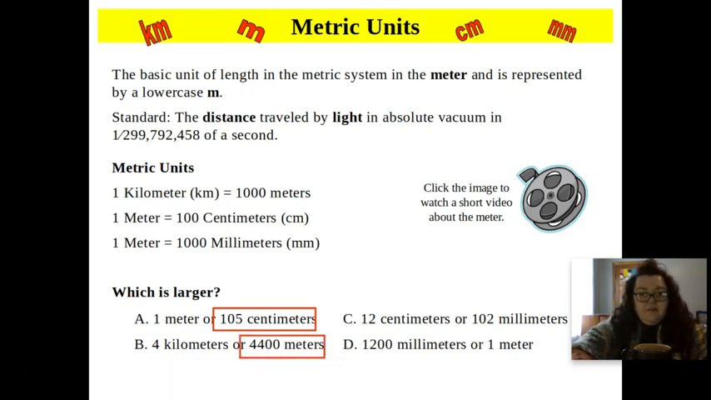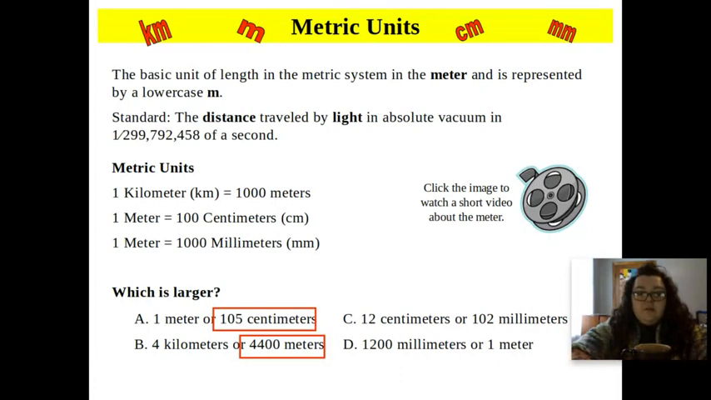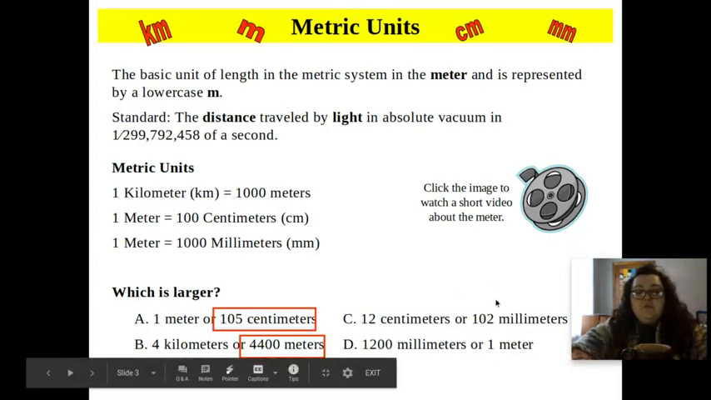Clearly, it's going to be the 4,400. And we'll do the same with these two. So we know that there are 10 millimeters in a centimeter. So 10 times 12 is going to be 120. And we all know that 120 is greater than 102.